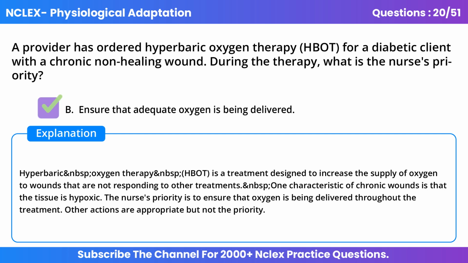One characteristic of chronic wounds is that the tissue is hypoxic. The nurse's priority is to ensure that oxygen is being delivered throughout the treatment. Other actions are appropriate but not the priority.